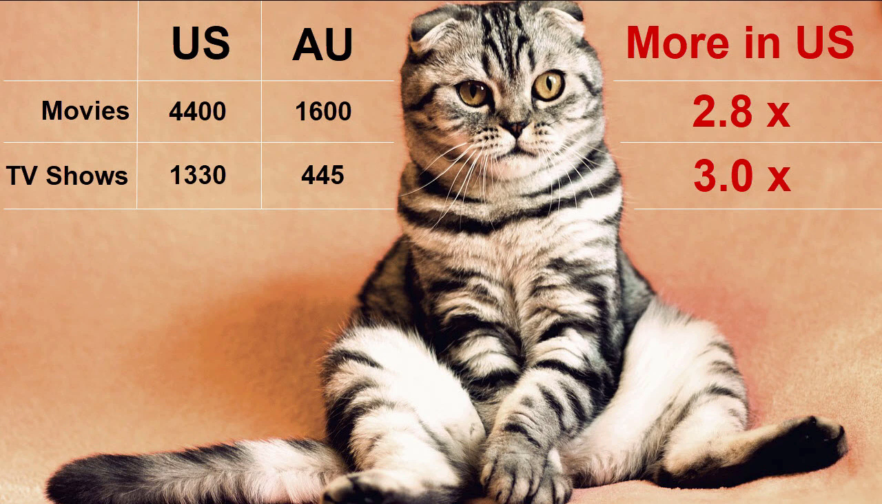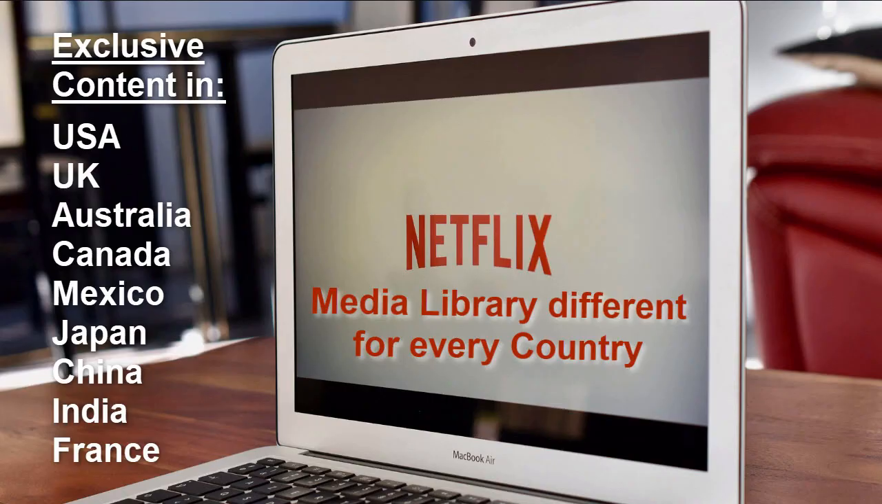Probably you already know, in the US Netflix media library, you have almost 3 times more movies compared to the Australian version and 3 times more TV shows compared to the Australian Netflix. So it makes sense to want to watch the US American Netflix in Australia. But also some things are not even available in the US, although the US Netflix has the biggest media library, but some movies and TV shows are only available in some other country Netflix.